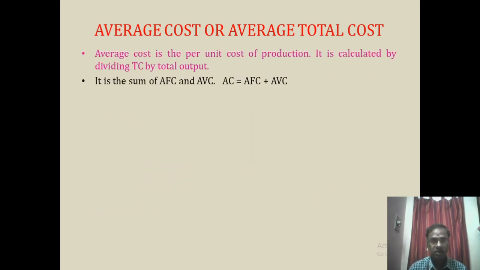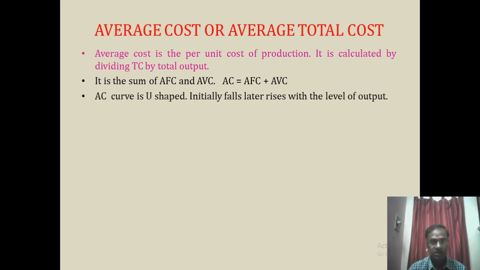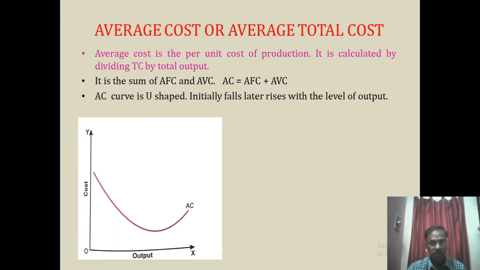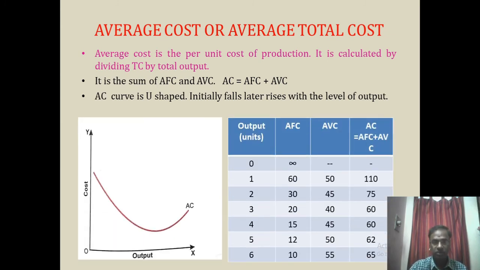And it is a sum of AFC plus AVC, that is AC or ATC. The AC curve is also U-shaped. Here also, first the cost falls, then it reaches a minimum, then afterwards it rises. The average cost curve is U-shaped. You can see here the average cost.